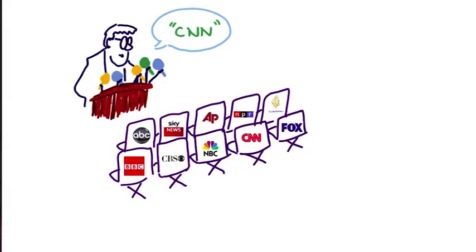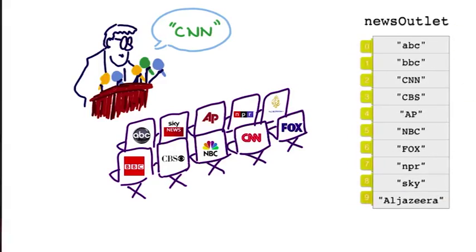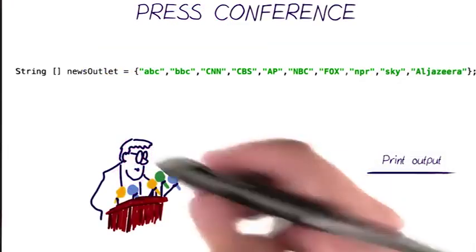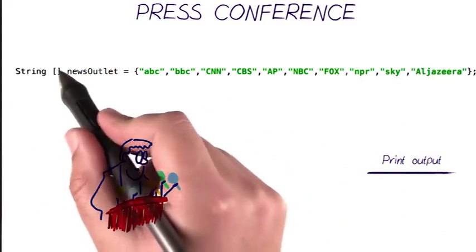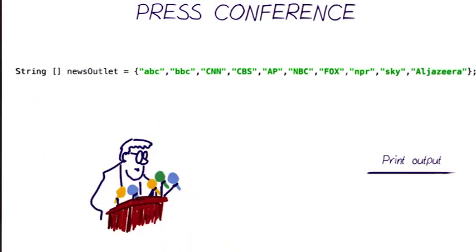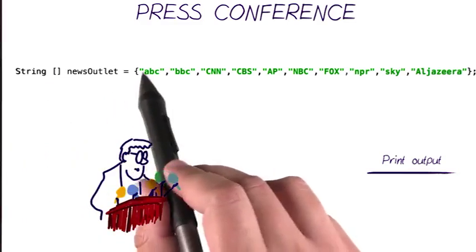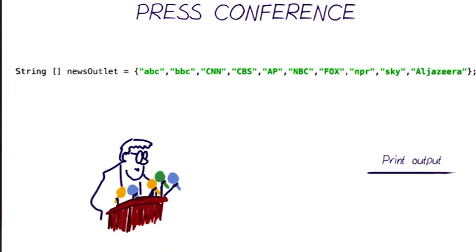Now, let's go back to our press conference. What we want to do is declare an array of strings that holds all our news outlet names. Something that looks like this. To do that, we type in string followed by the square brackets, which means that we're creating an array of strings, and then the name of our array, in this case news outlet, followed by equals and the curly brackets, and inside we list all the values we want to store.